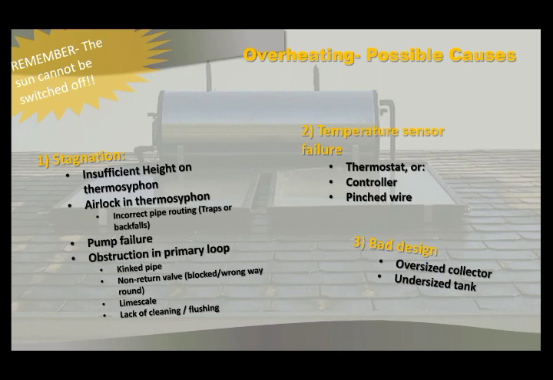Also, you can have an obstruction, any kind of obstruction in the primary loop, whether it's the flow or return. So kinked pipes, incorrectly installed valves, limescale buildup, as we've spoken about before, and then lack of cleaning or flushing. And we'll touch on, when we look at the installation, the importance of putting valves in the correct places. One of those valves is a flush valve at the bottom of a flat plate collector, so that you can periodically open it up and get all the sediment out of the bottom pipe of the flat plate collector, because that stops your thermosiphon from working effectively.